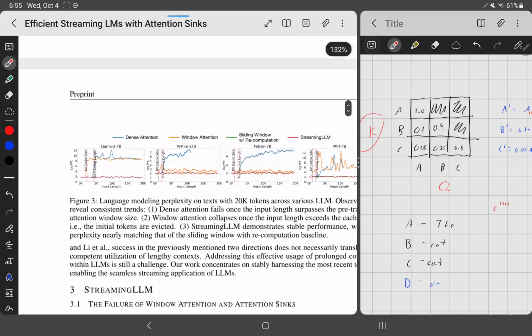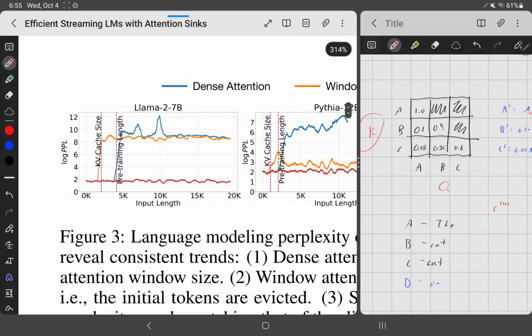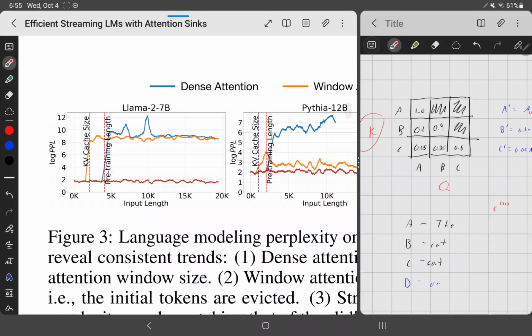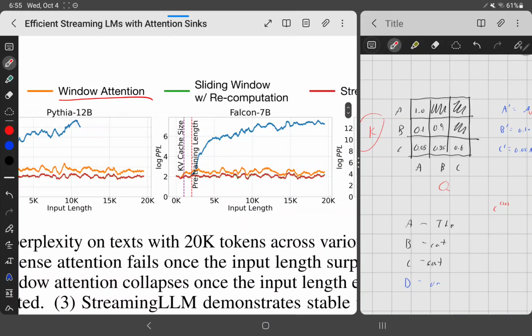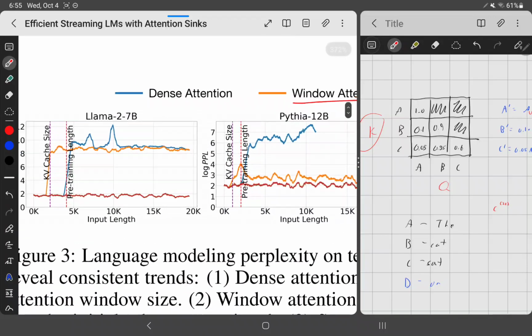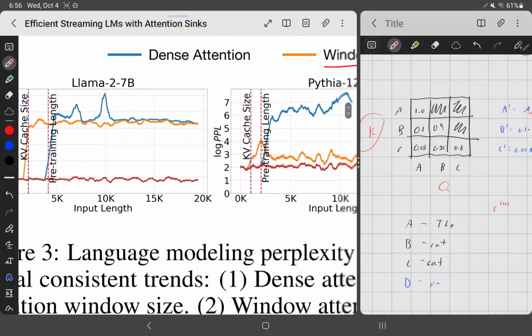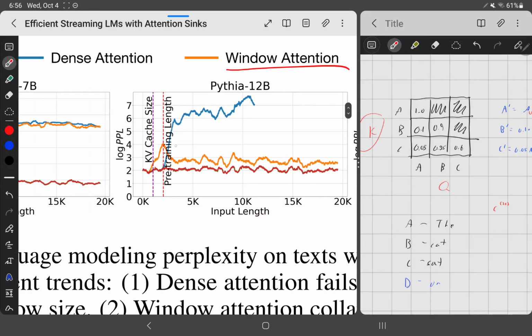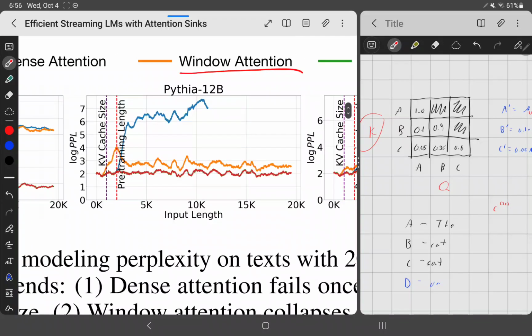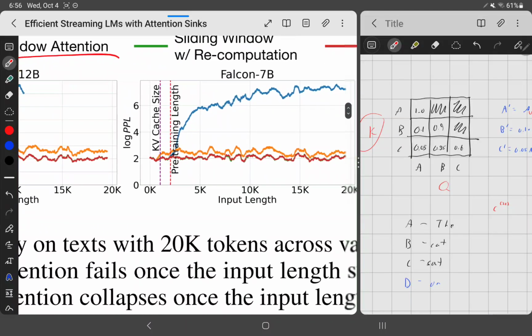And if we look here, KV cache size, orange is normal window attention, red is streaming LLM. So whenever you get to the key value cache size, this is whenever you start removing the first tokens, the perplexity blows up. And that's because the statistics are messed up. You can see here, it blows up again. It kind of stabilizes for the Pythia model.